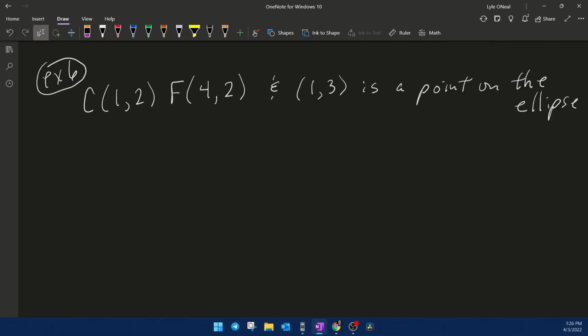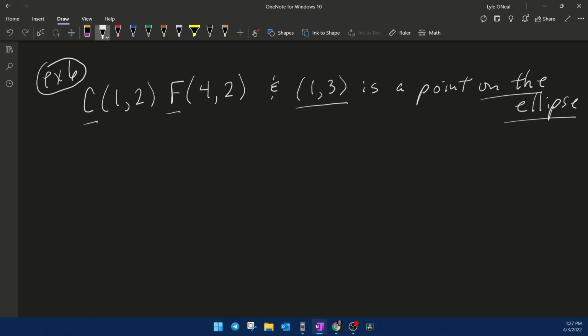And for our last example in this lesson, here we are given the center, a focus, and a generic point on the ellipse. And we need to find the equation.